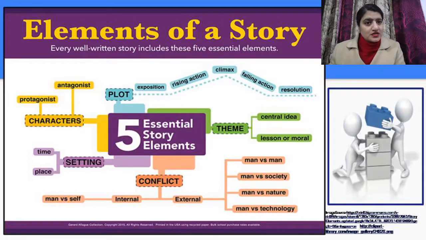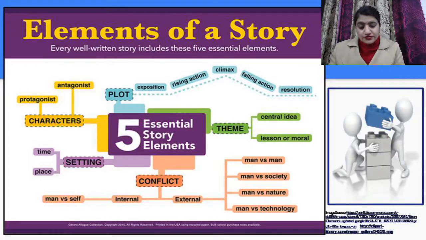The call of his heart pulls him in one direction, and the voice of his mind pulls him in the opposite direction. So there is a problem, a struggle within his own self which he is undergoing. Then we have external conflicts also in a story. That kind of conflict may occur between man and man, between man and society, man and nature, and man and technology.